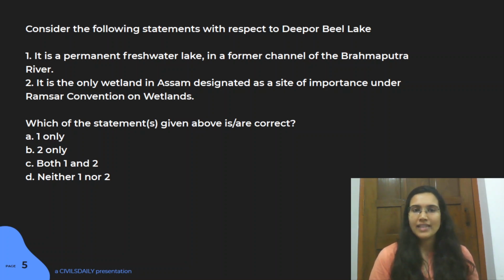So yeah, this lake is actually found in Assam only, and in fact it is the only site. Usually people might confuse it with the Kaziranga area or any other area or Majuli Island, right? All those would be there in Assam, but they are not Ramsar sites. The only site in Assam is this particular lake. So statement 2 is right, and statement 1 is also right. It was in fact a former channel of the Brahmaputra river, which is the major river, so that was pretty easy to guess if you knew Assam. So the answer for this particular question is C.